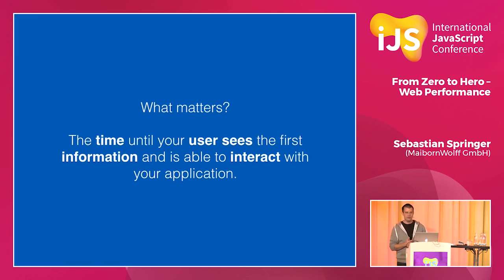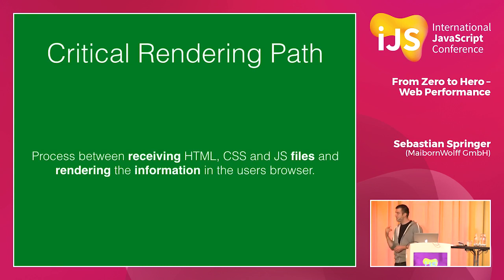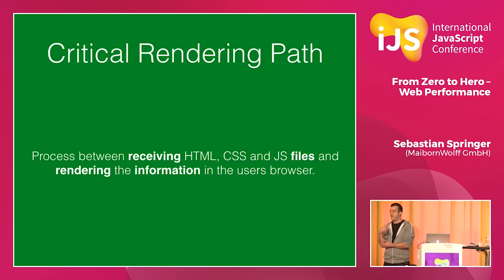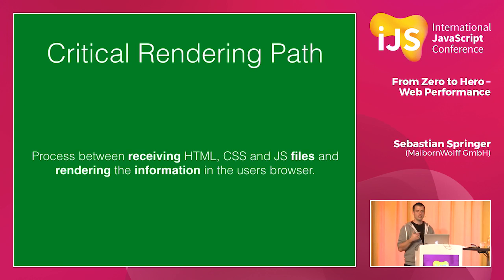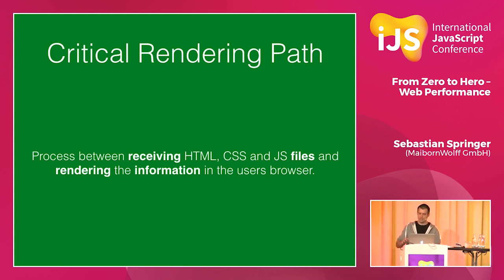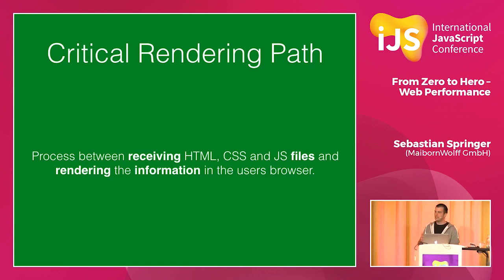Luckily, there is a term for this time period and the process that's running in that time in the browser. So you can Google or Stack Overflow it. It's named the critical rendering path. And this critical rendering path is the time span between receiving all the stuff from your web server and rendering the information for the user, so your user can interact with your page. And that's important because that's the key of getting your user in touch with your application.